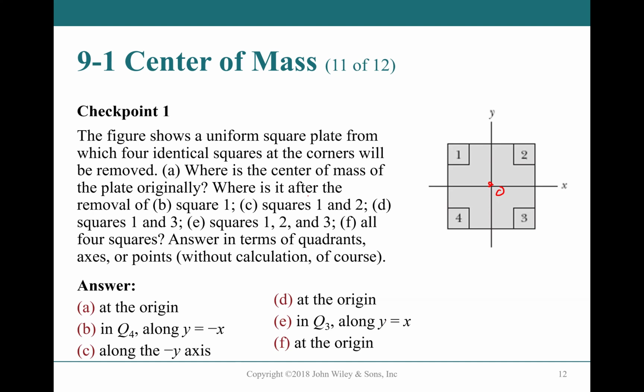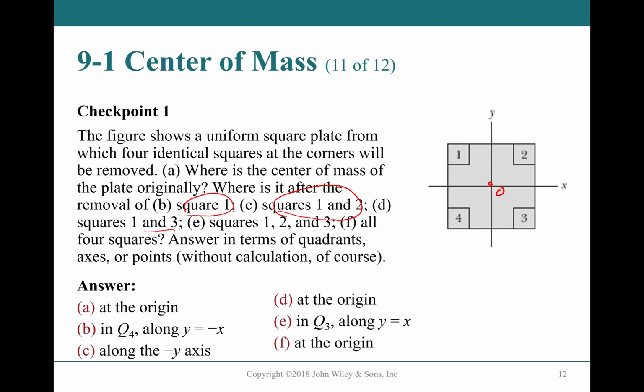So where is it after the removal of square 1, then squares 1 and 2, squares 1 and 3, squares 1, 2, 3, and all the squares? Answer in terms of quadrant.